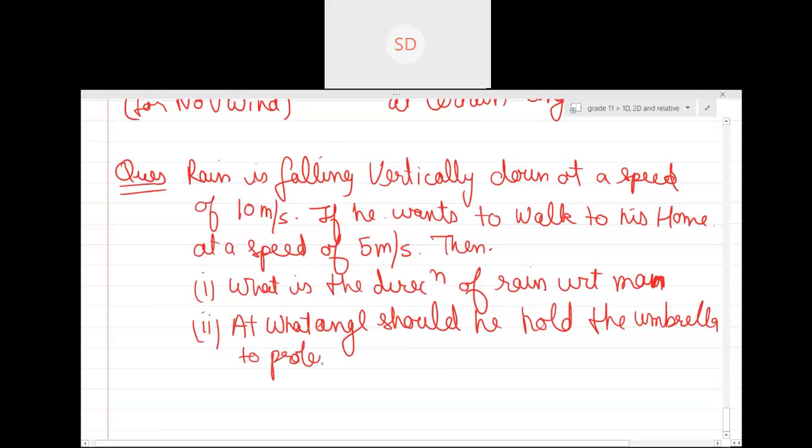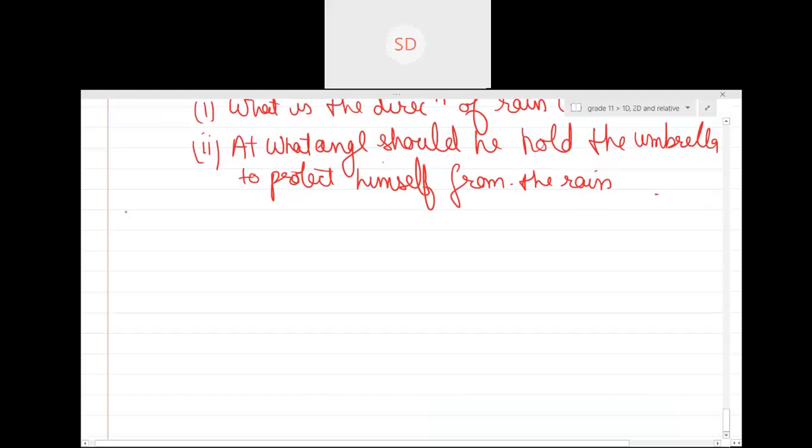So guys, this is the question. Please write it fast. Rain is falling vertically down at a speed of 10 meters per second. If the man wants to walk to his home at a speed of 5 meters per second, then what is the direction of rain with respect to man, and at what angle should he hold the umbrella to protect himself from the rain? Is this clear, guys?